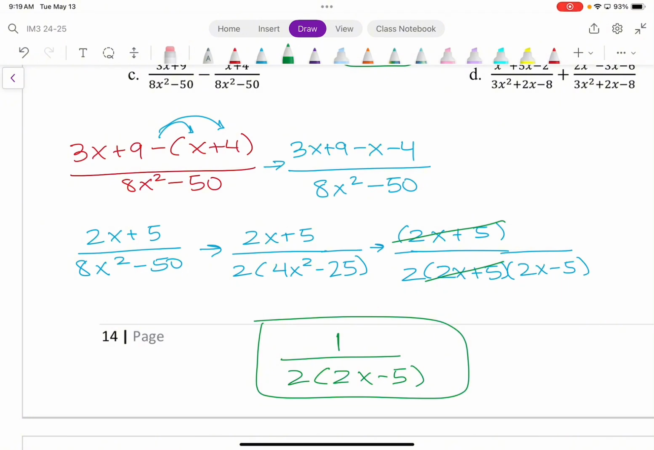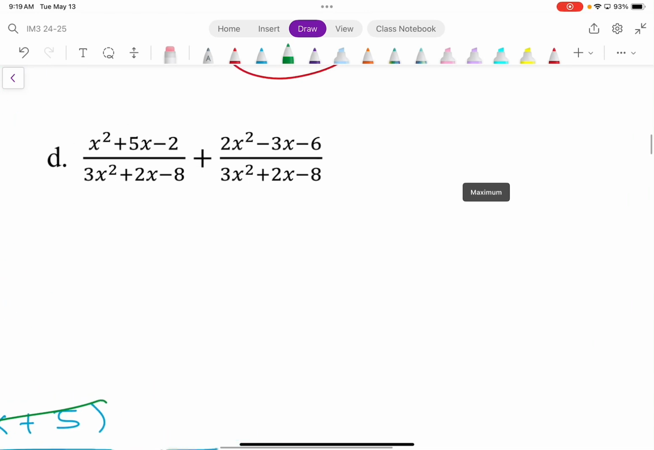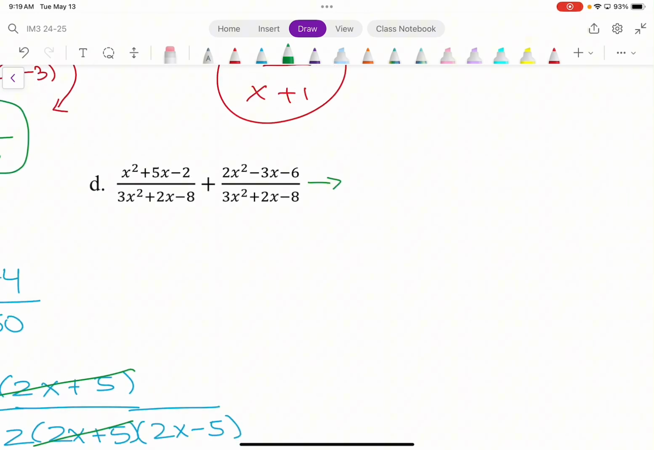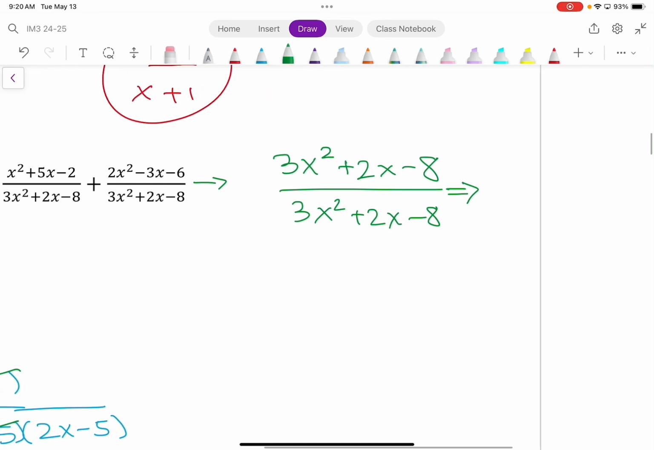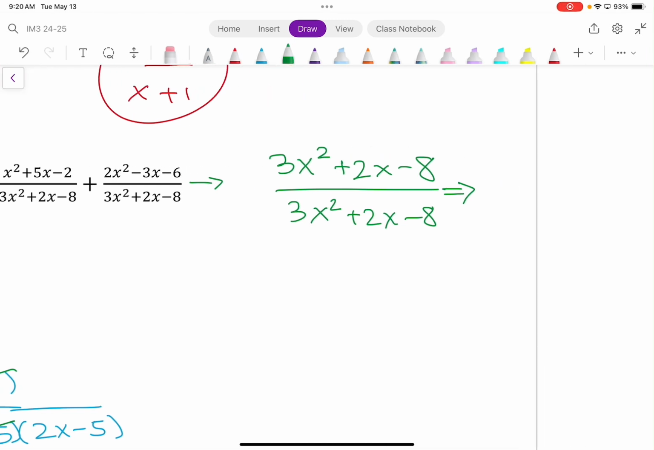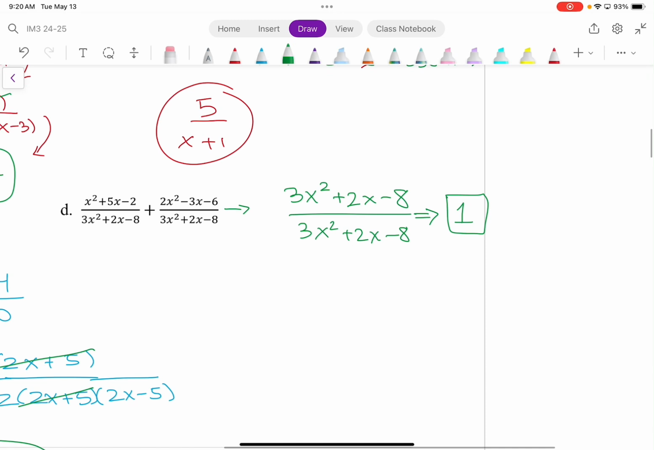Last example before we move on. This one looks very difficult, but once you start adding things together, you'll notice that you get 3x squared plus 2x minus 8 over 3x squared plus 2x minus 8. And do we even need to do anything with this, or can we just cancel it out? We can just cancel it out. We have the same thing on top and the same thing on bottom, which is going to give you a result of 1. All right, so that one was an easy one.